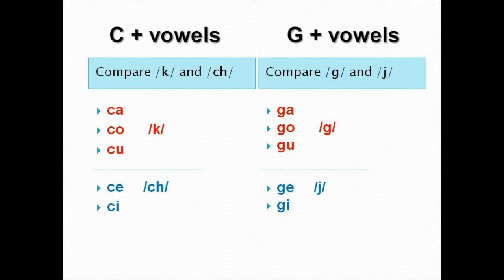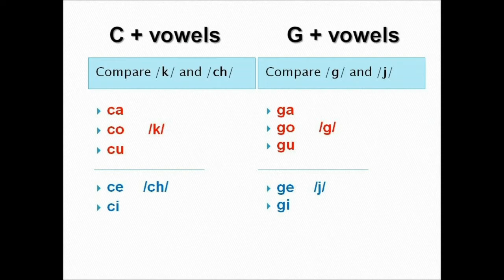Similarly, with G followed by the 5 vowels, G-A, G-O, G-U, G-E, and G-I, these syllables are pronounced as ga, go, gu, je, ji. So again, we have a hard sound in front of A, O, and U, but then the sound softens in front of E and I.